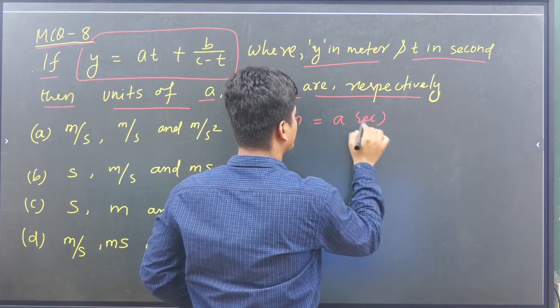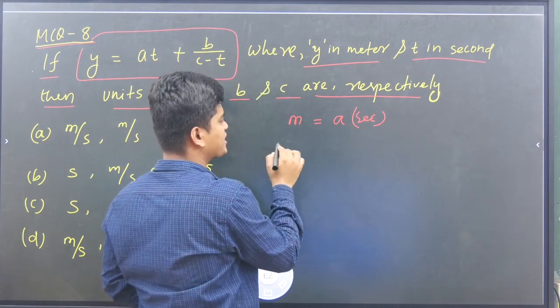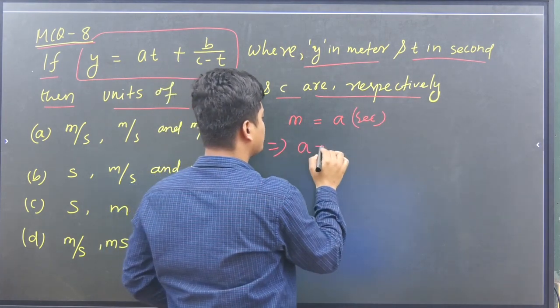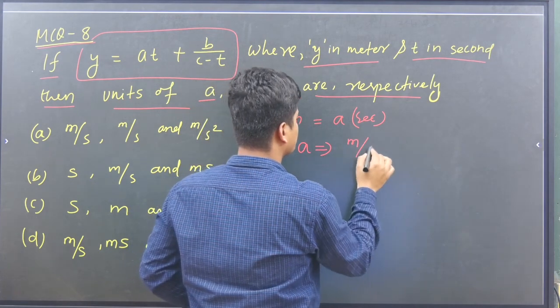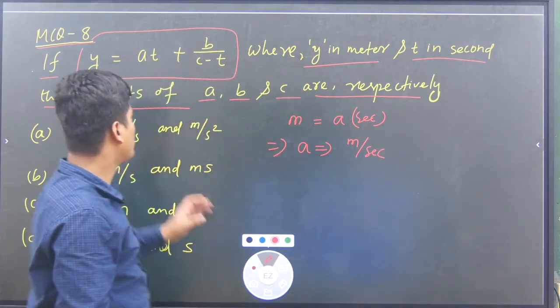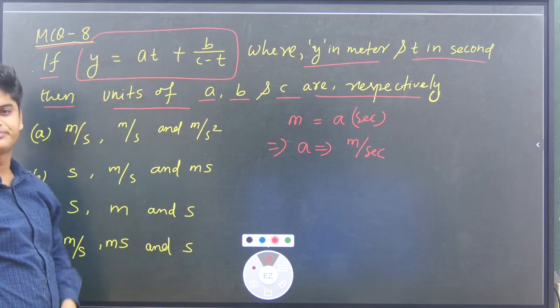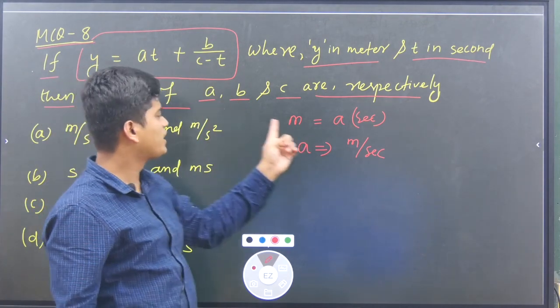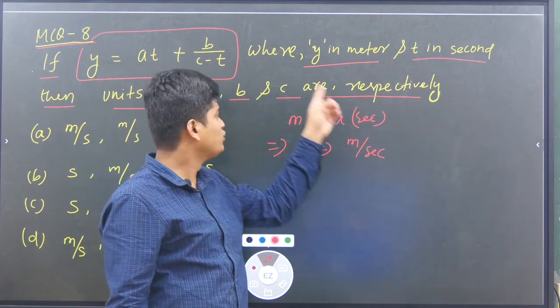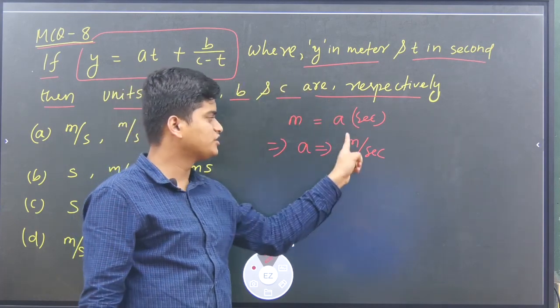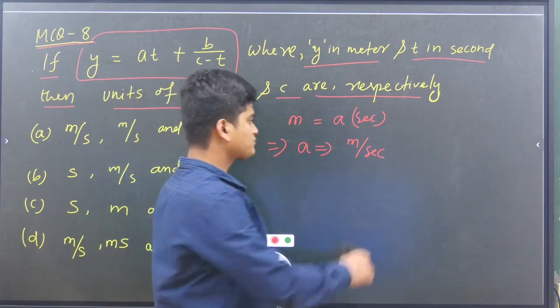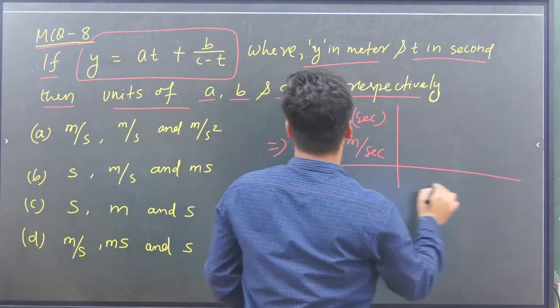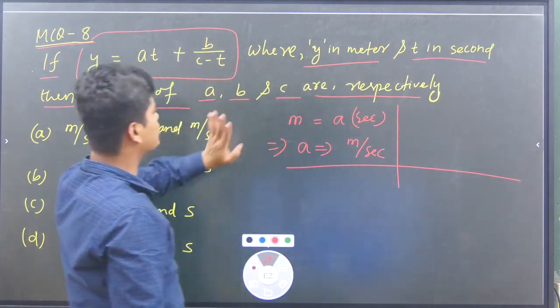So here I will write that the unit of t is nothing but second. Now I can write the unit of a is nothing but how much? Meter per second. So I got the unit of y equal to the unit of a t, and the unit of y is meter and the unit of t is basically second, you keep a as a, then the unit of a is nothing but meter per second. Now the second thing, understand: here they are telling us to find the unit of b also, and c also.